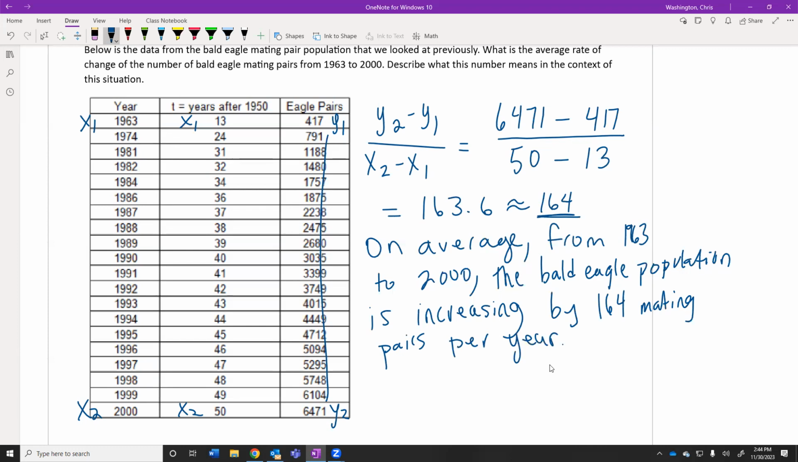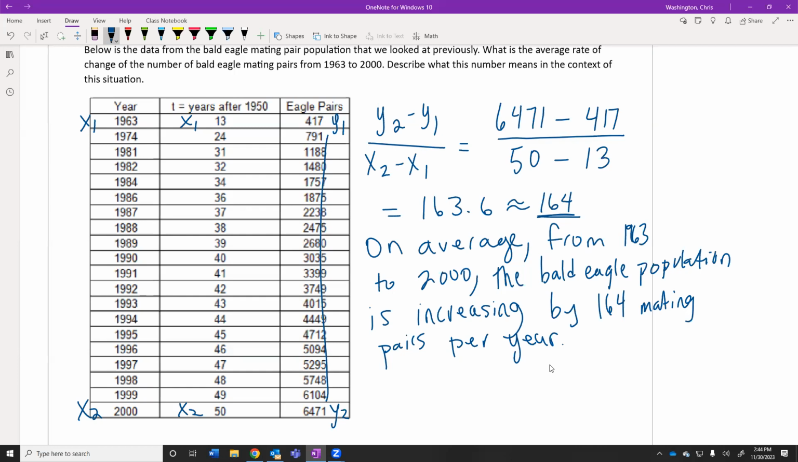Does that mean that each year from 1963 to 2000, the bald eagle population increased exactly 164 mating pairs each year? No, from 1963 to 1974, it went from 417 to 791, which is not a lot if you think about each year. Because it didn't even go up, well, a little bit more than 300, but almost 11 years. It went up 300 eagle mating pairs over 11 years.